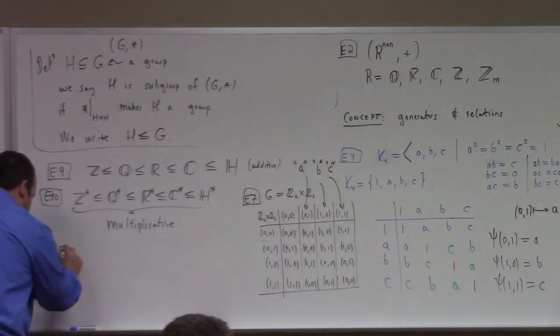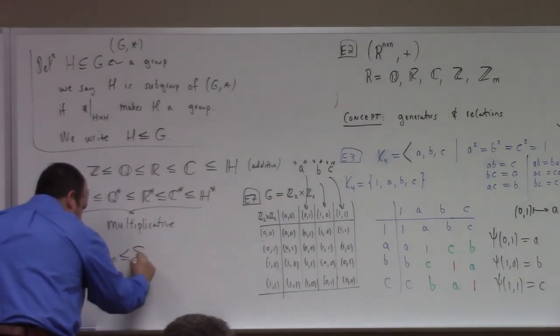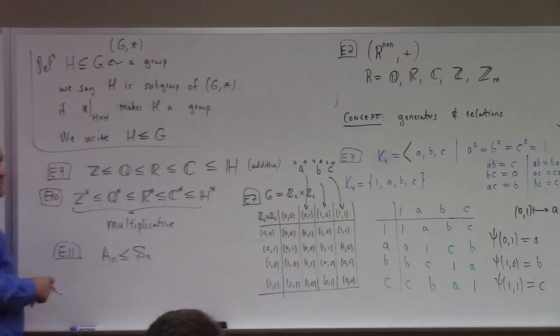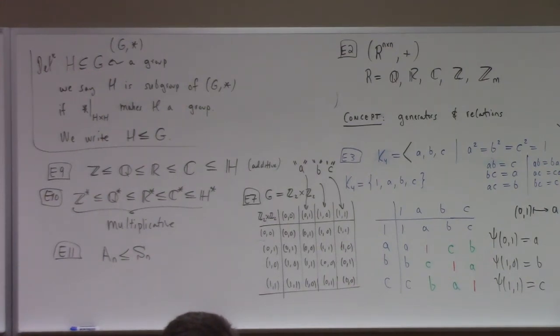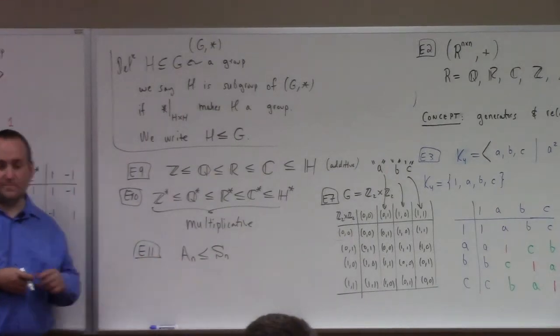Another nice example, which doesn't take a lot of thinking. The alternating group, A sub n, is a subgroup of S_n. We've argued that the composition of any two even permutations is again an even permutation. The inverse of an even permutation is an even permutation. The identity permutation is an even permutation. Put these things together, inherit the associativity from permutations. That gives us that the alternating group is itself a group with respect to the same operation, namely function composition, as S_n. So that's another good example of a subgroup.